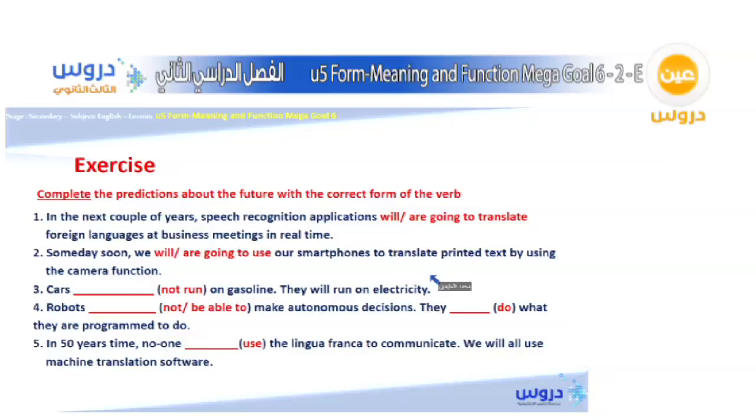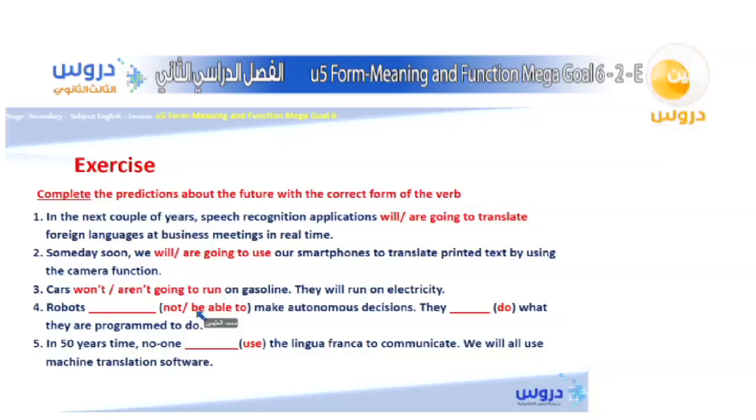Cars, if you say will not, it is correct, but you had better say cars won't, W-O-N-T. Cars won't, not W-A. Won't means will not. Cars won't run on gasoline, or cars aren't going to run on gasoline. They run on electricity. Roberts not be able to, again, negative form.